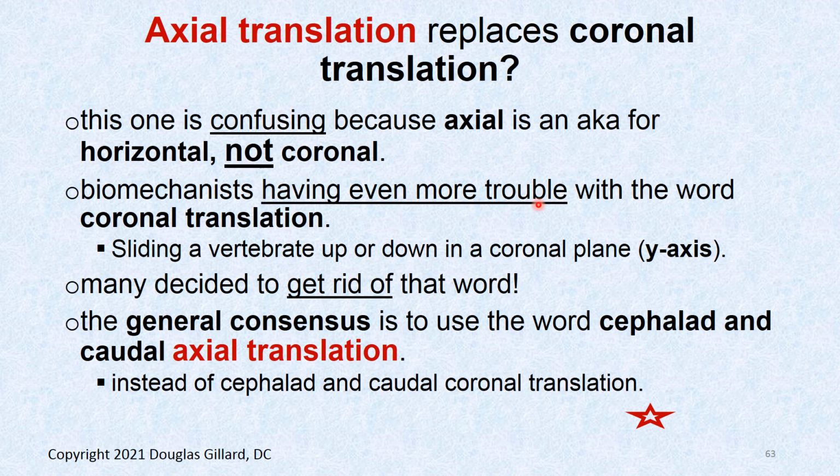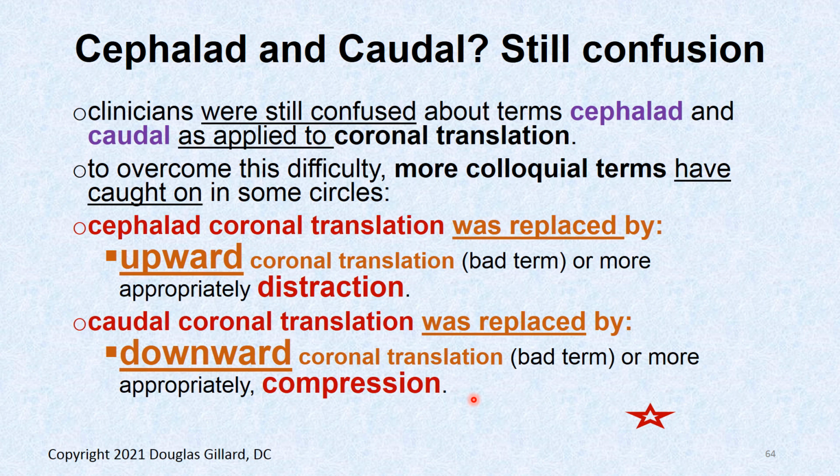Biomechanics have even more trouble with the word coronal translation, and we just discussed all that. So the consensus now is to use the words cephalad and caudal axial translation, instead of cephalad, caudal, coronal translation. But you have to know they're AKAs of each other. And you're going to get this again. Dr. Lou's going to hit you with this, so you better learn this, know this lecture well. She's going to get even more into the weeds with this than I am. I'm not into the weeds at all. This is just softball questions.